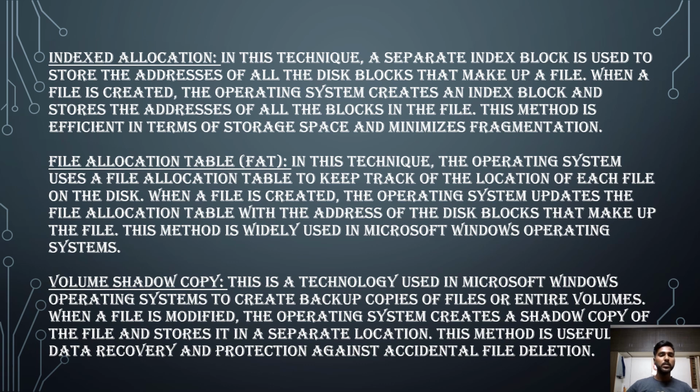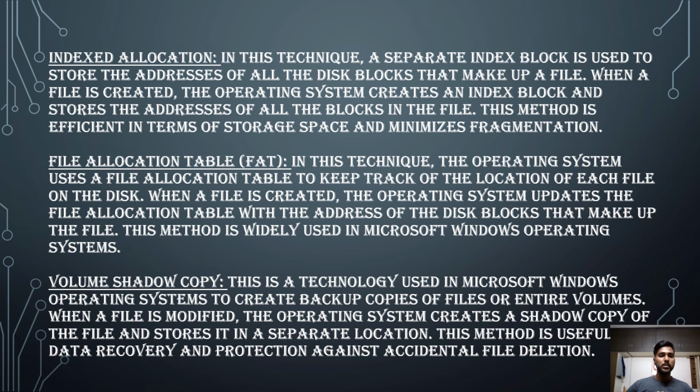The next one is file allocation table. In this technique, the operating system uses a file allocation table to keep track of the location of each file on the disk. When a file is created, the operating system updates the file allocation table with the addresses of the disk blocks that make up the file. This method is widely used in the Microsoft Windows operating system.